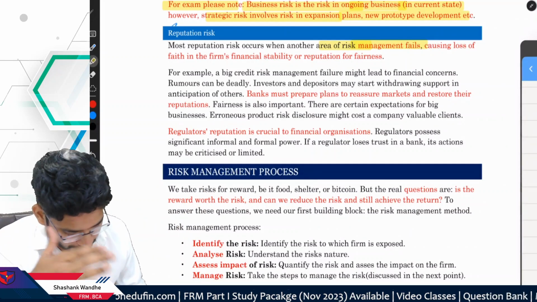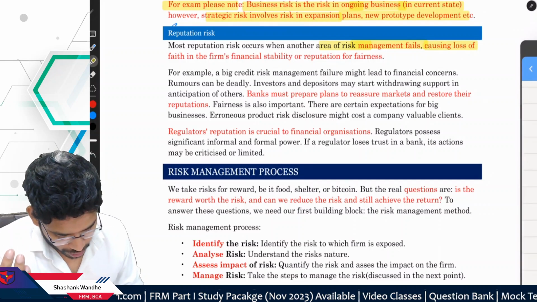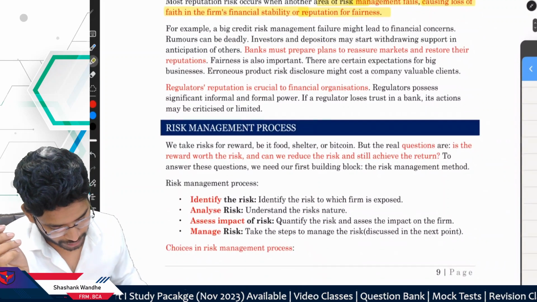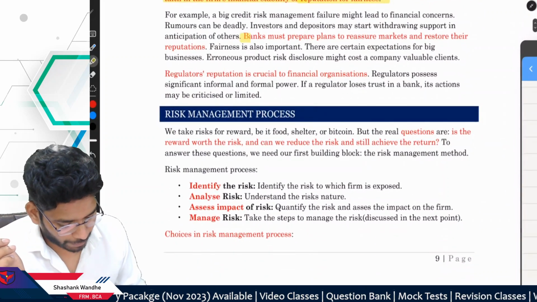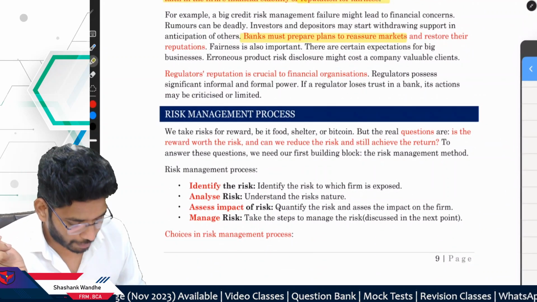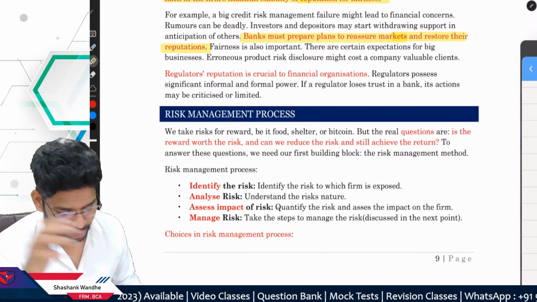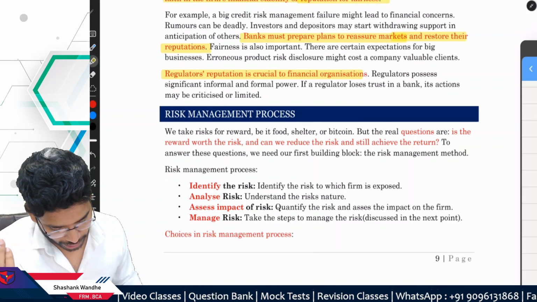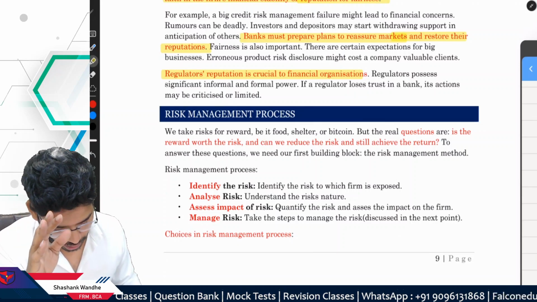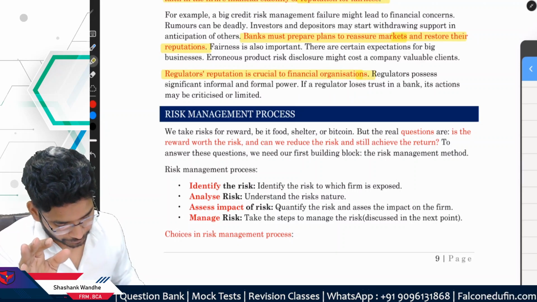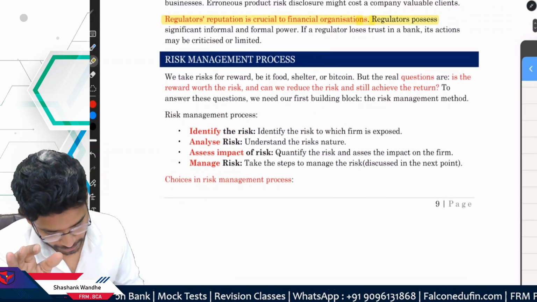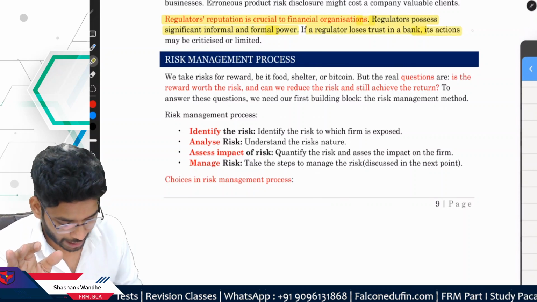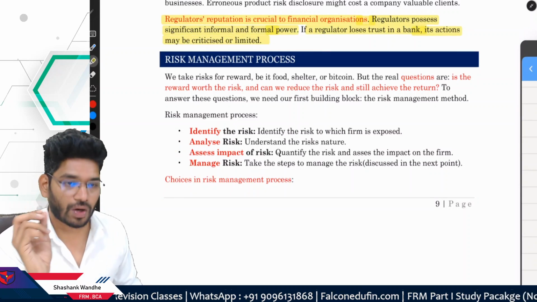Area of risk. So management fails, causing loss of faith in the firm's financial stability or the reputation for fairness. The bank must prepare plans to reassure markets and restore their reputations. These are the solutions for reputation risk. And regulators' reputation is crucial to financial organizations. Regulators possess significant informal and formal power. If the regulator loses their trust in the bank, its action may be criticized or limited.